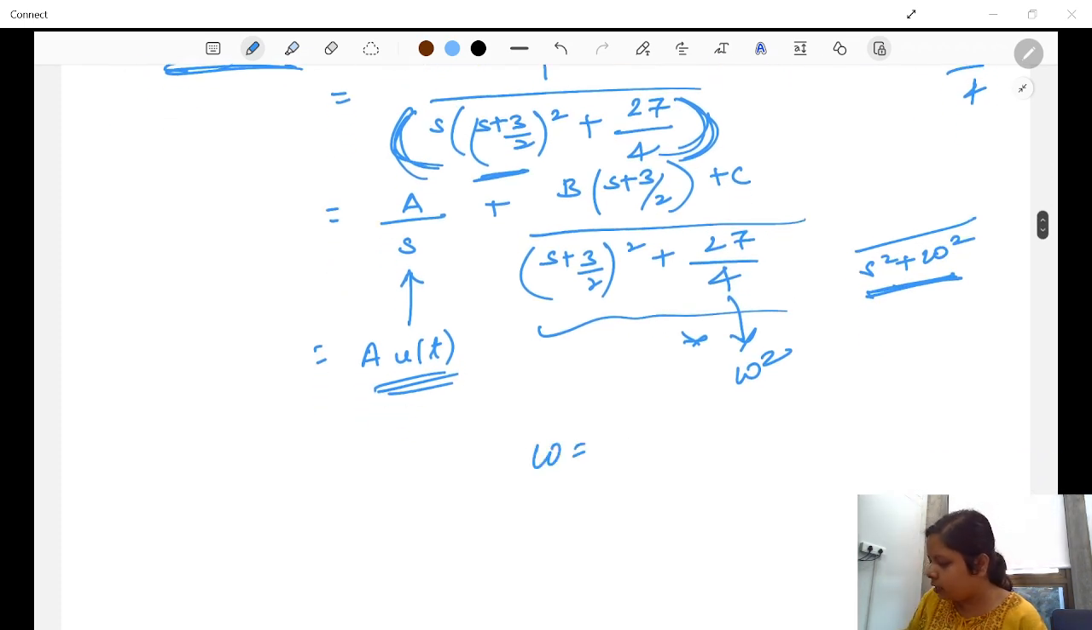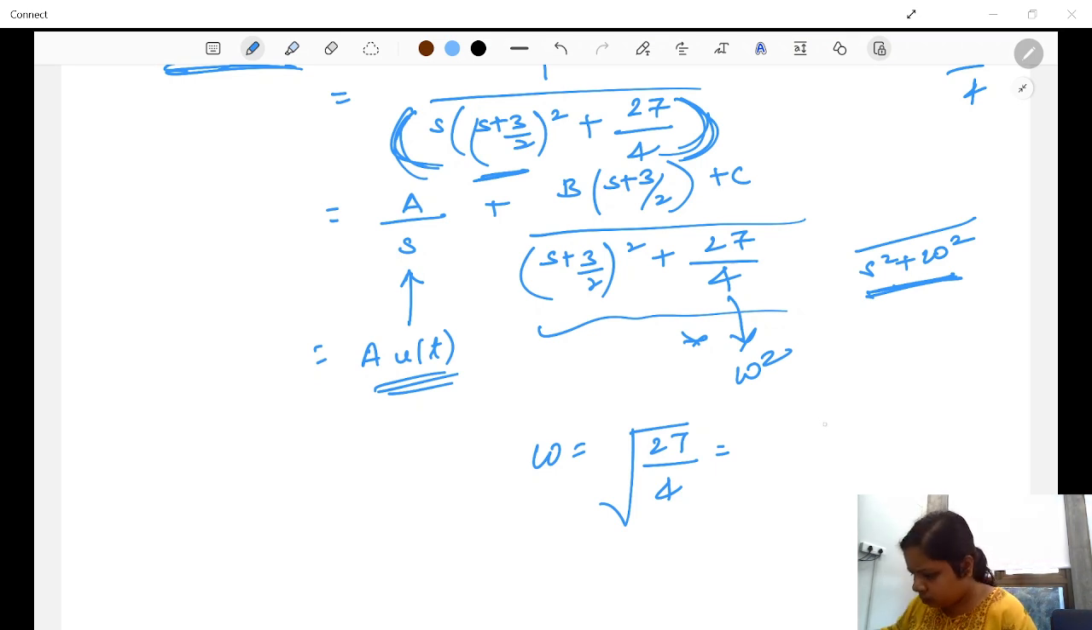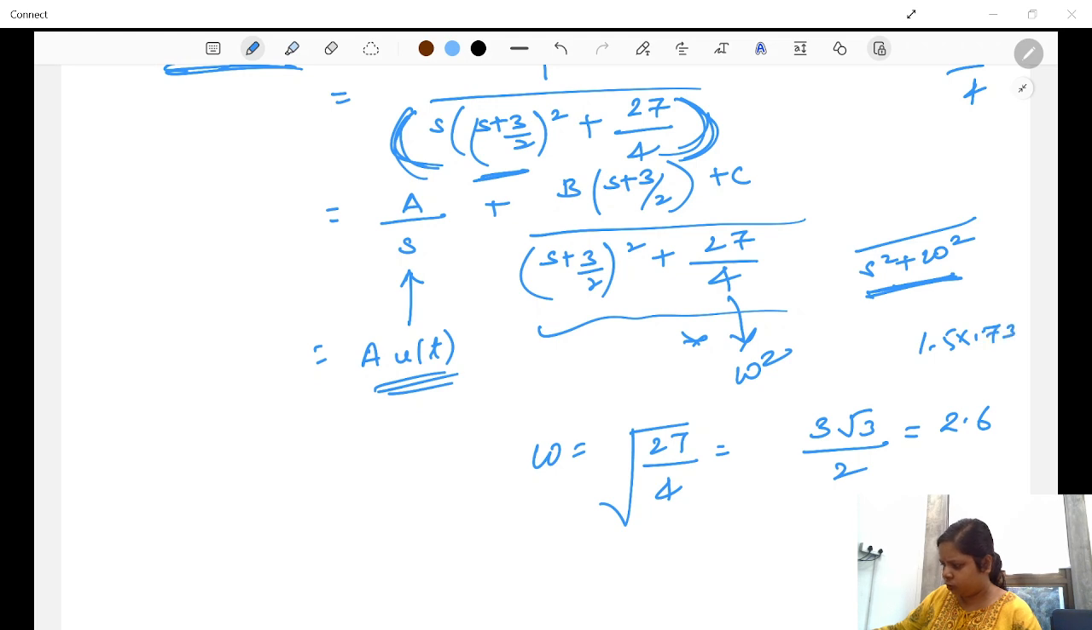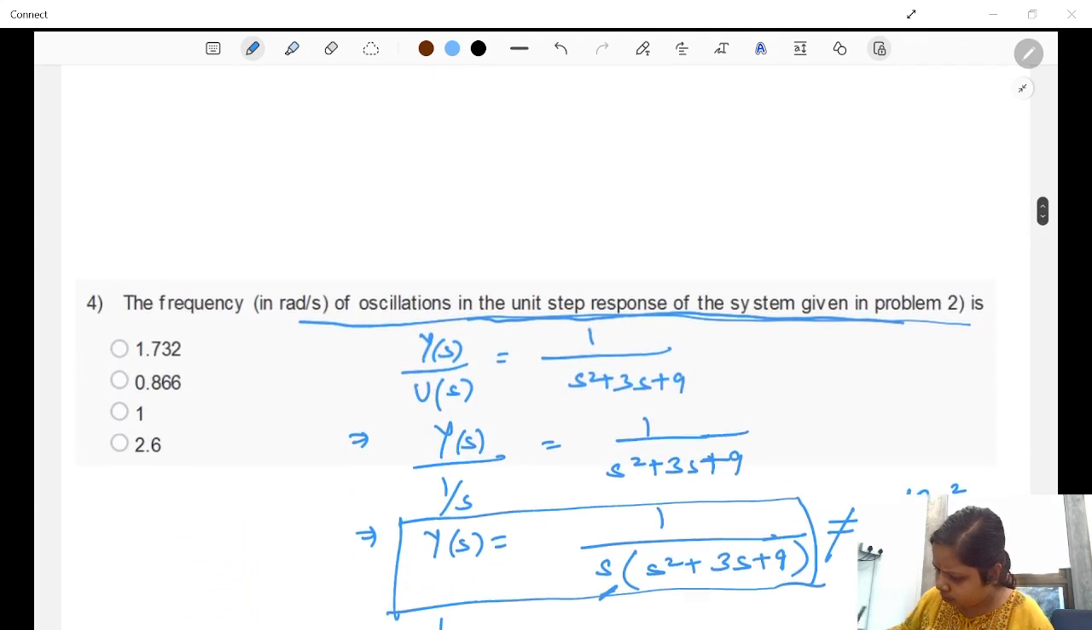So what is your omega? It is under root 27 by 4. So it is 3 root 3 by 2. So 3 root 3 by 2, you should get this kind of answer. It should be 1.5 into 1.732. So this is your answer, 2.6 radian per second. Okay.